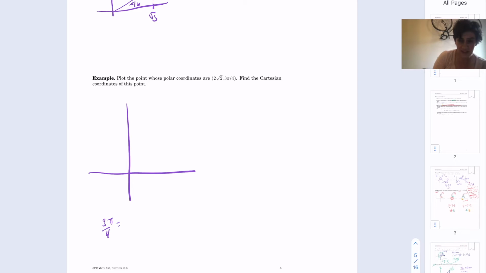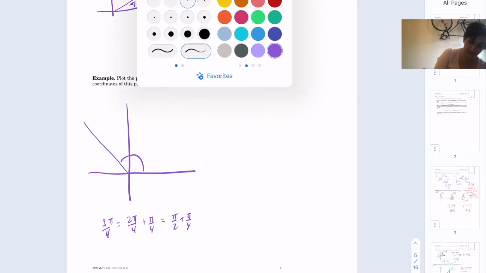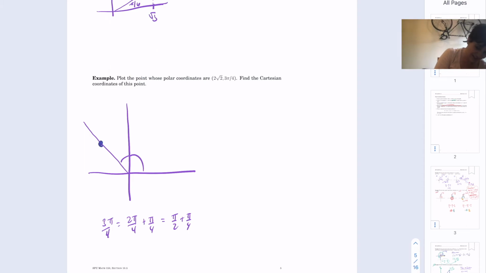Well, what is that? It's 2 pi over 4 plus pi over 4. That is pi over 2 plus pi over 4. So I go there, that's my pi over 2, and then I go here to get my extra pi over 4. And so I'm on this ray, okay? And I'm going to use a new color and say this is distance 2 root 2 out, okay?